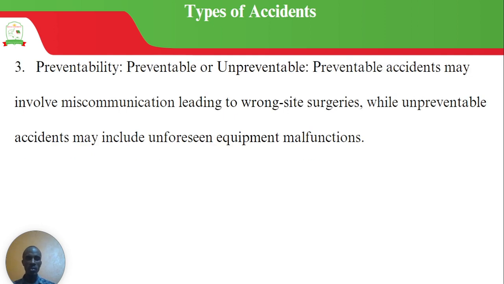In terms of preventability, we have preventable accidents, which can involve those miscommunications leading to wrong site surgeries.